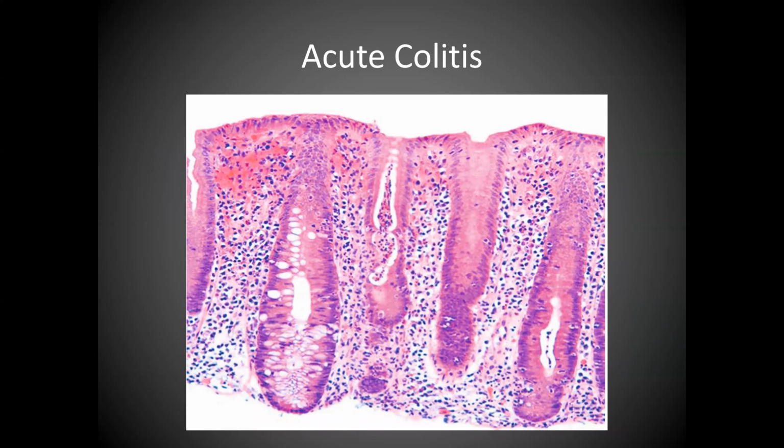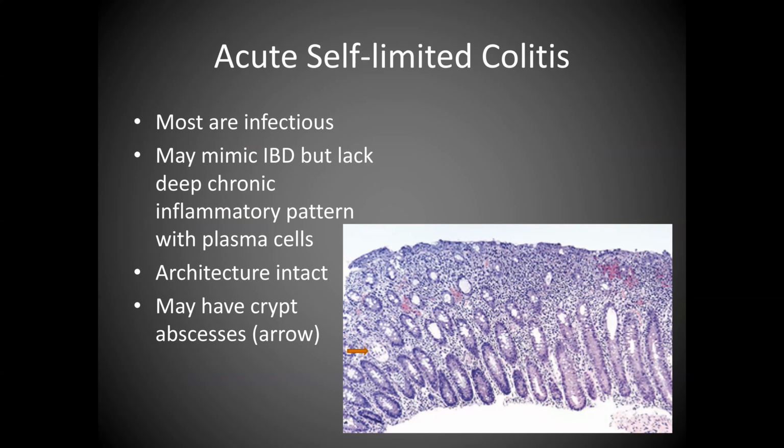And notice here that acute colitis is active colitis. We've still got crypt damage and crypt abscess here and intraepithelial neutrophils, but we don't have the same degree of architectural distortion, regenerative changes, and so forth that we do with chronic disease. Most commonly, this is acute self-limited colitis, and most of these tend to be infectious.